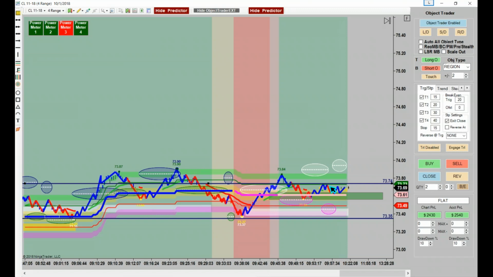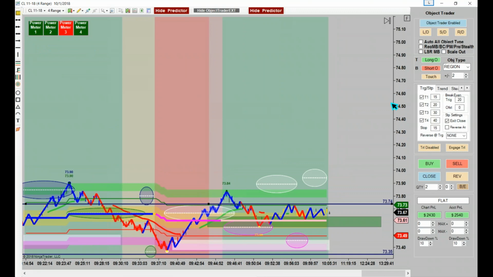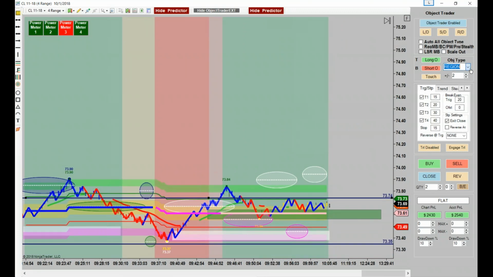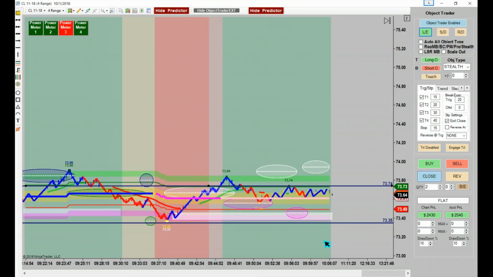Now, if it breaks above here, you could go ahead and take the trade too, because that's like boxing it in. But let's say, for instance, that you don't have a red power meter, so you can't take a power meter trade. What other trade can you take, Lewis? We got another trade on here called stealth. Now, it's a little later than I like. Well, let's turn on a stealth and see if we can get a stealth.